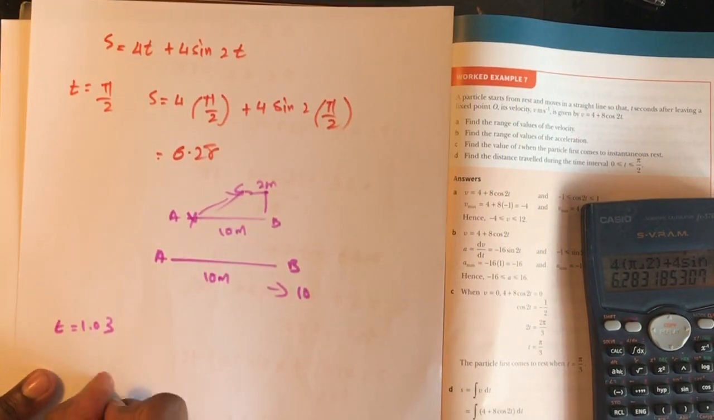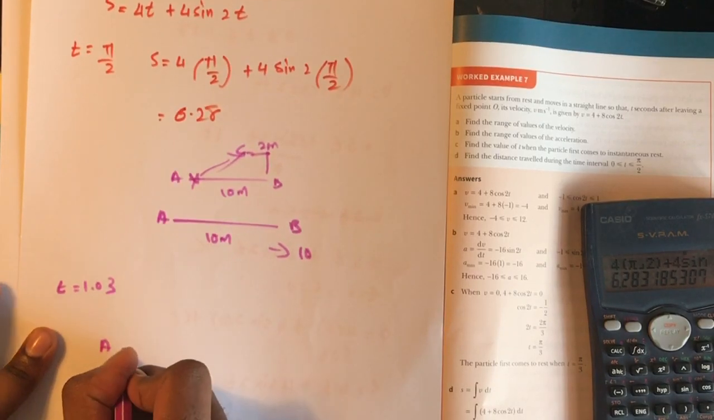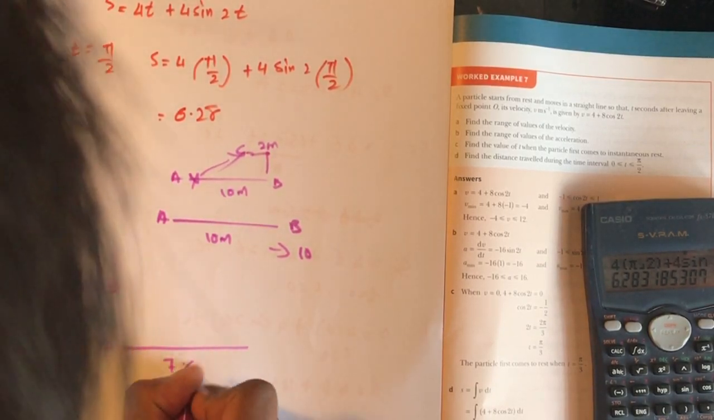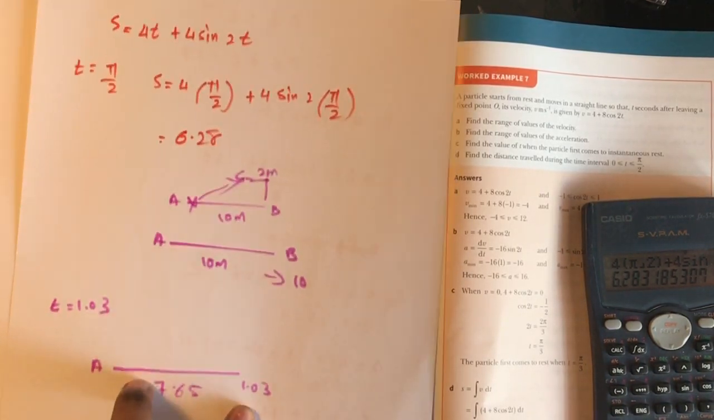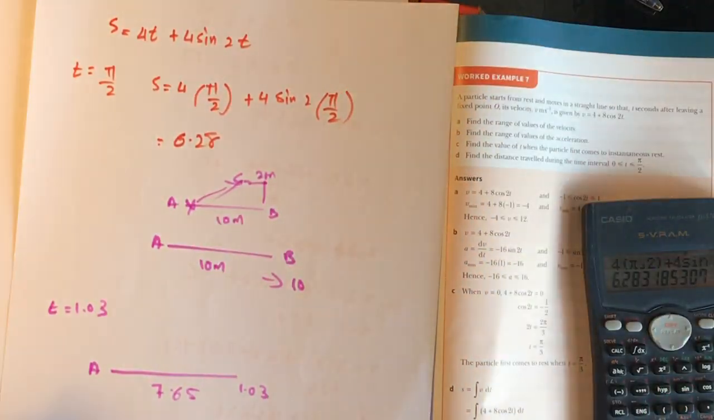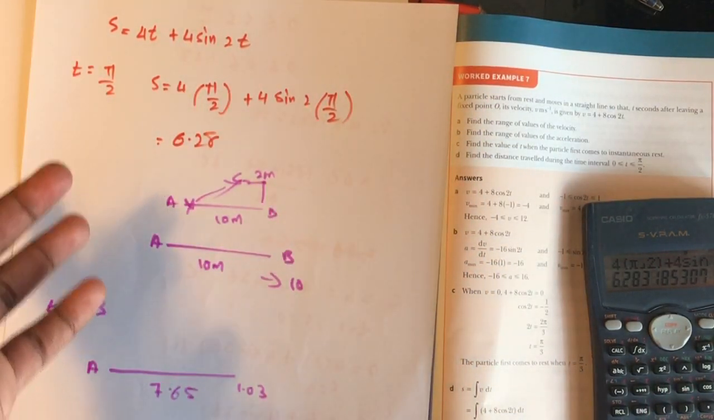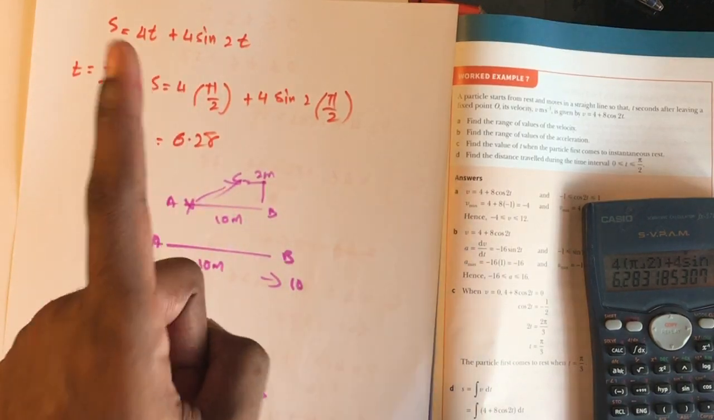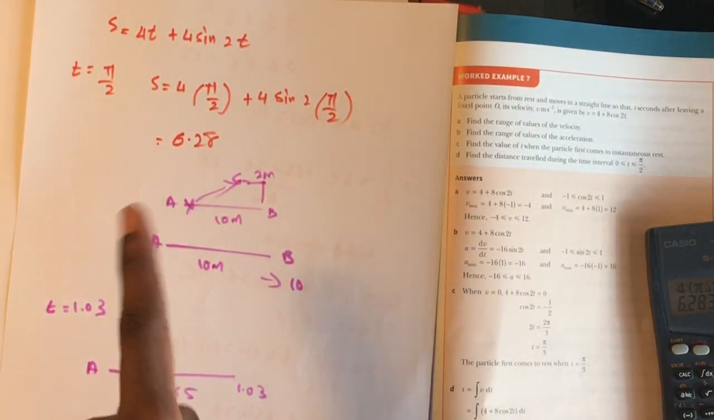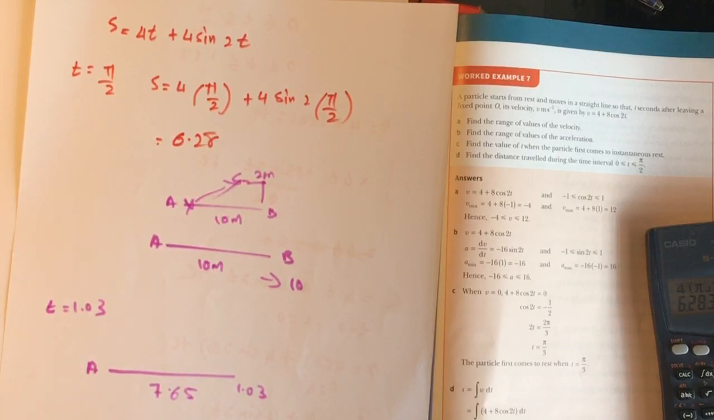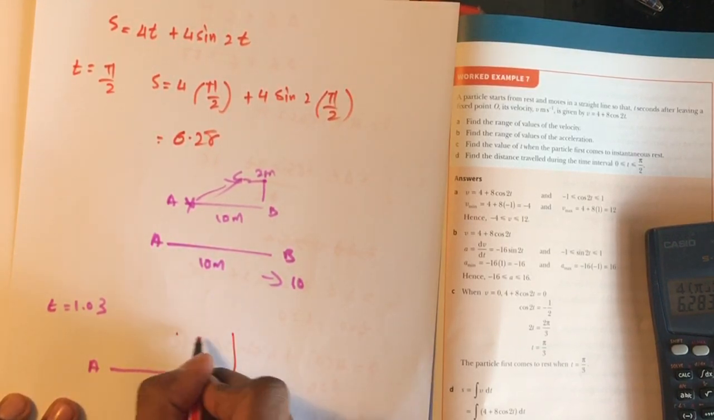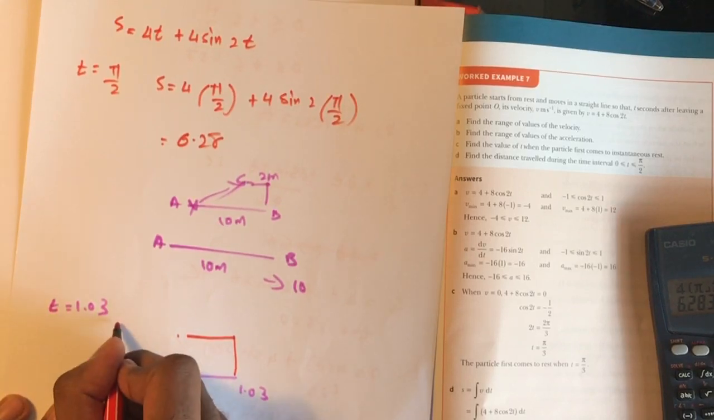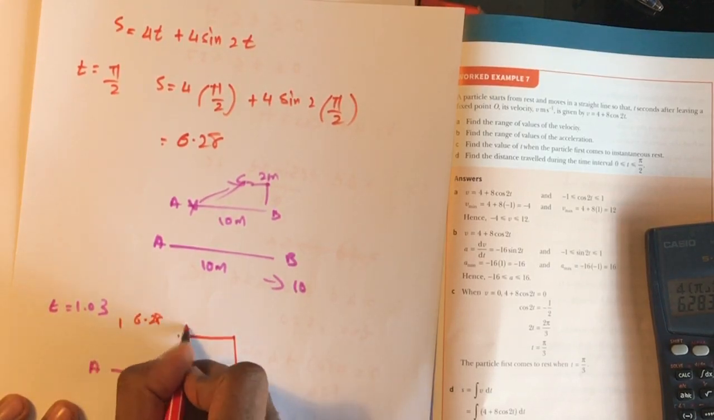7.65. That means from point A he traveled 7.65 until t equals 1.03. This is the displacement earlier. But after we calculate, putting in the remaining time, we notice our displacement gets shorter. So this is a problem here that we need to identify. How do we know our displacement gets shorter? That means maybe he had to make a U-turn. He made a U-turn, so the new displacement is 6.28 up to here.